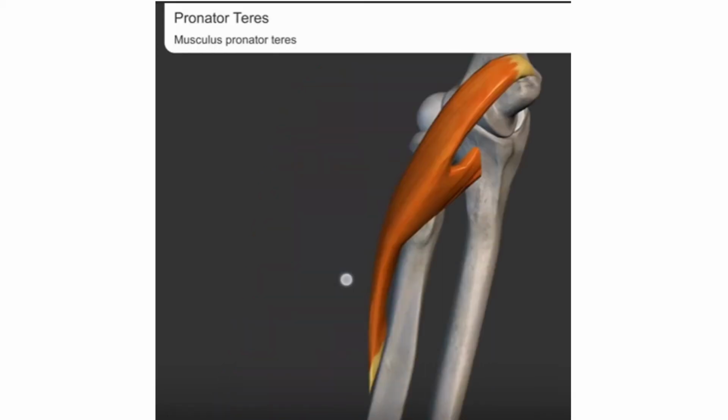Here's the image of pronator teres. It has two heads. One head coming from the supracondylar ridge of the humerus. The other head is coming from the coronoid process of the ulna, and it is going to the middle of the shaft of the radius.